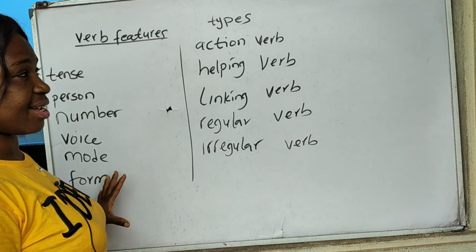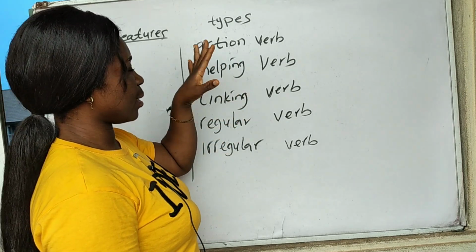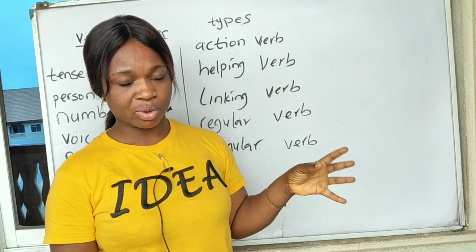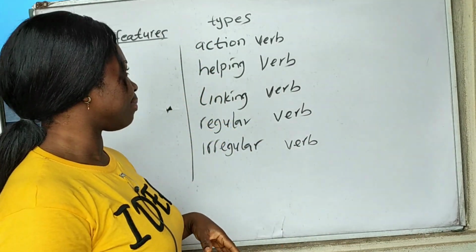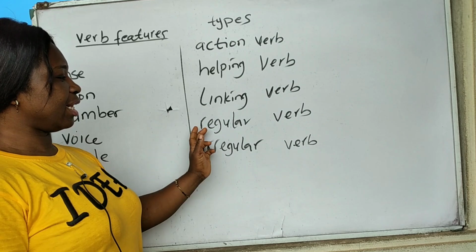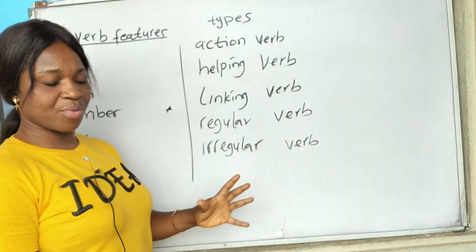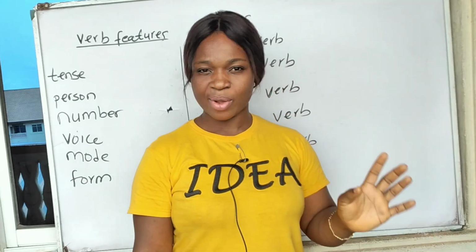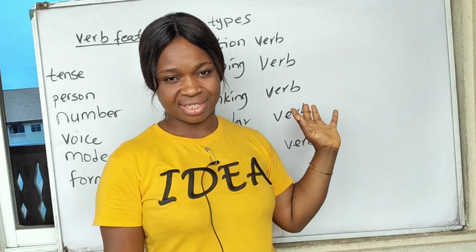Okay, now this aside, the next thing we're going to look into are the types of verbs. We have lots of verb types, okay? But basically, we're going to be talking about the action verb, the helping verb, the linking verb, the regular verb, and the irregular verb, okay? These are common types of verb that we use on a regular basis, okay? That is why I'm going to be focusing on this, all right?